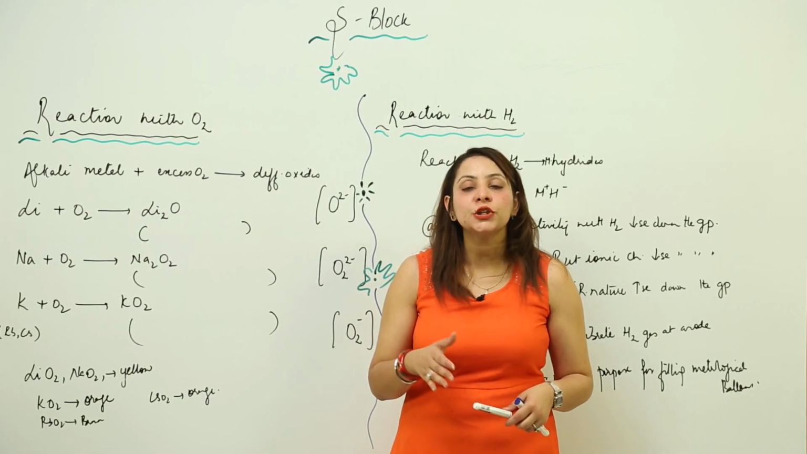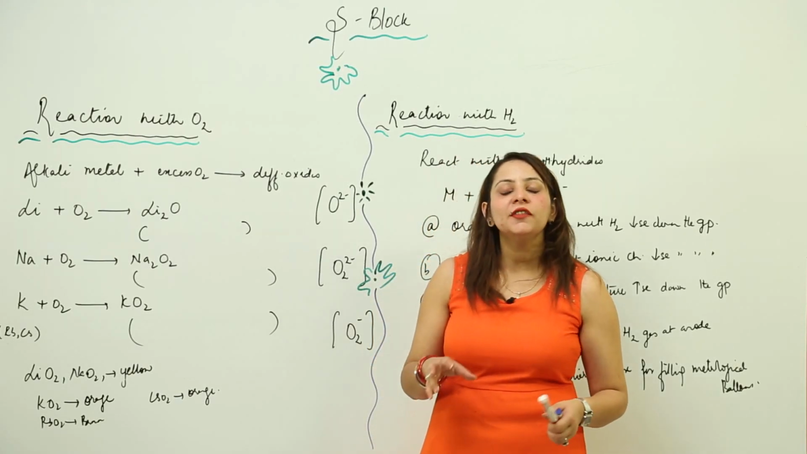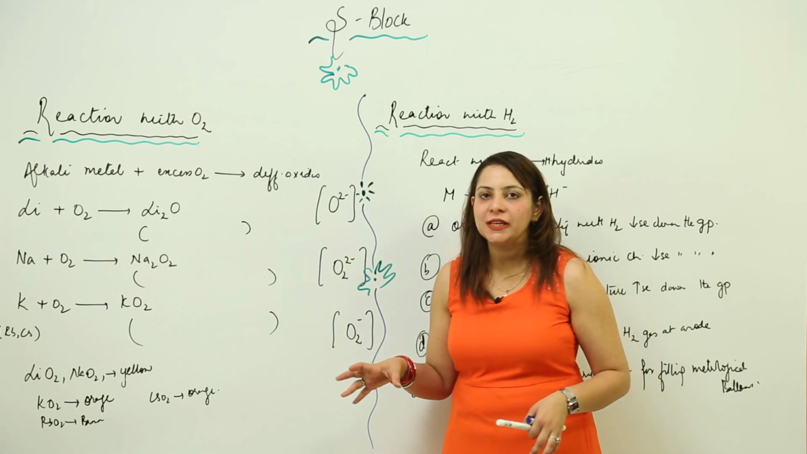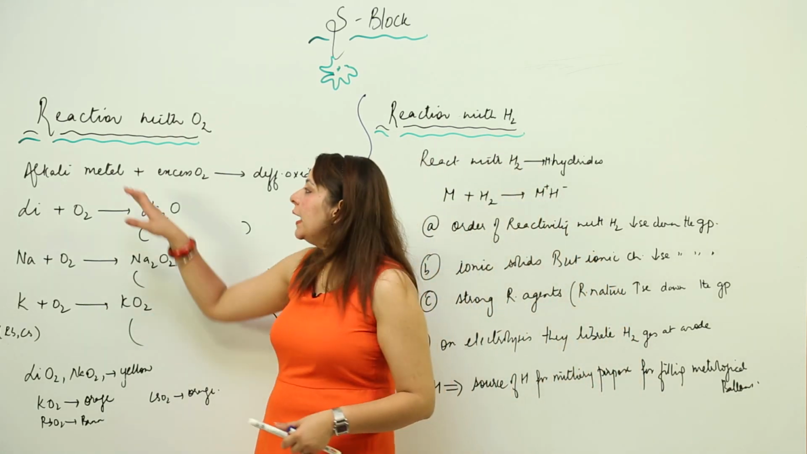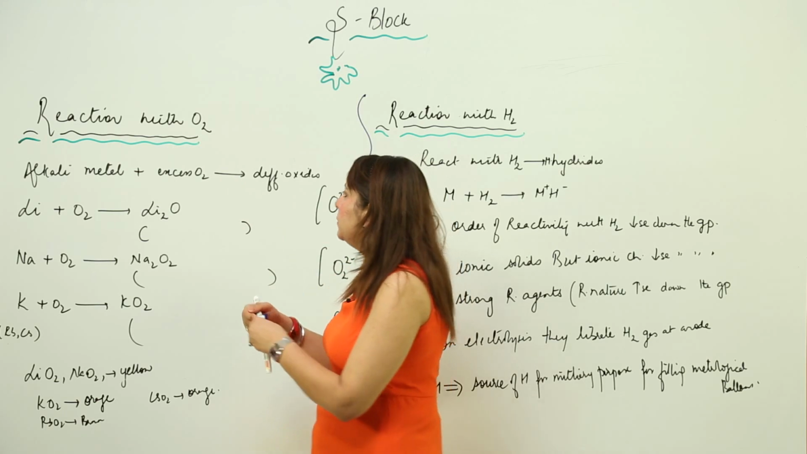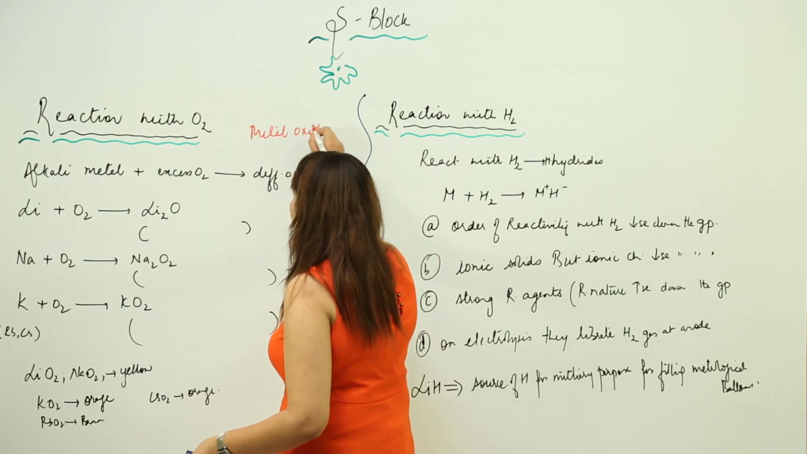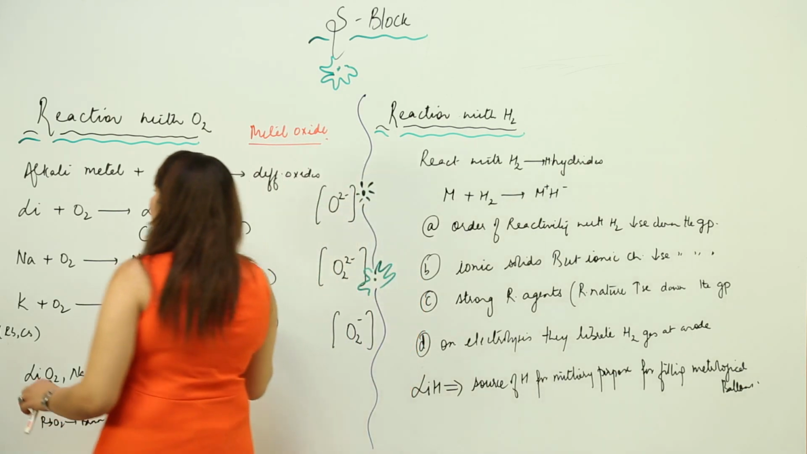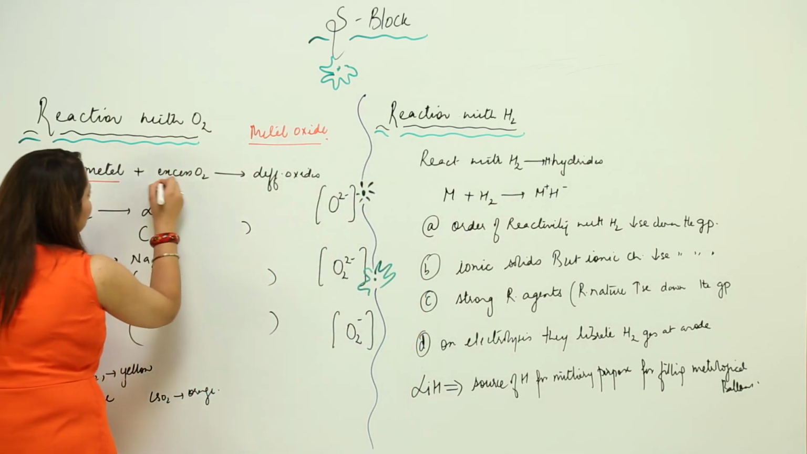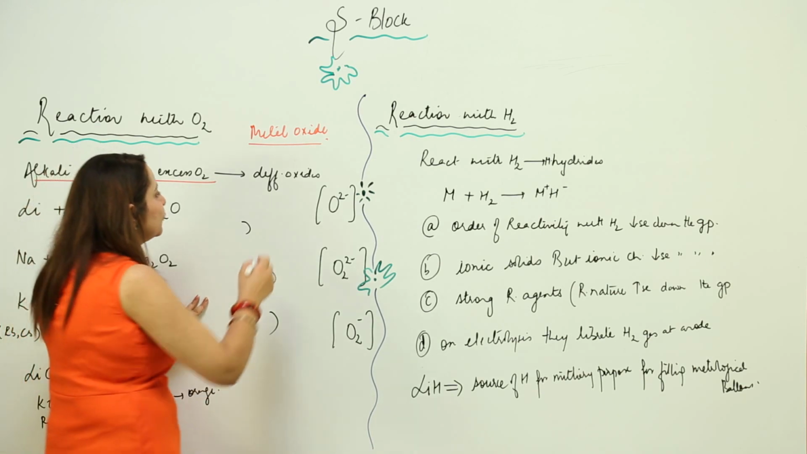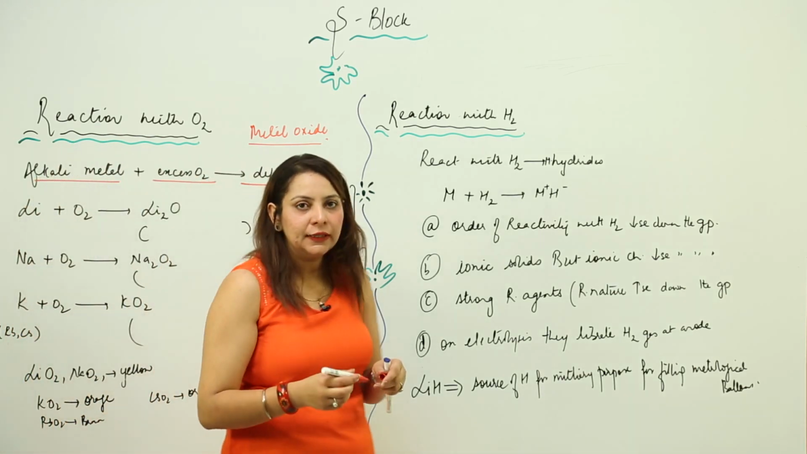Now we have reaction with oxygen. What happens when anything reacts with oxygen is that it forms an oxide. Likewise, an alkali metal reacts with oxygen, forming a metal oxide. They react and form a metal oxide, right. But if we react an alkali metal with excess oxygen, we see different types of oxides among the alkali metals.